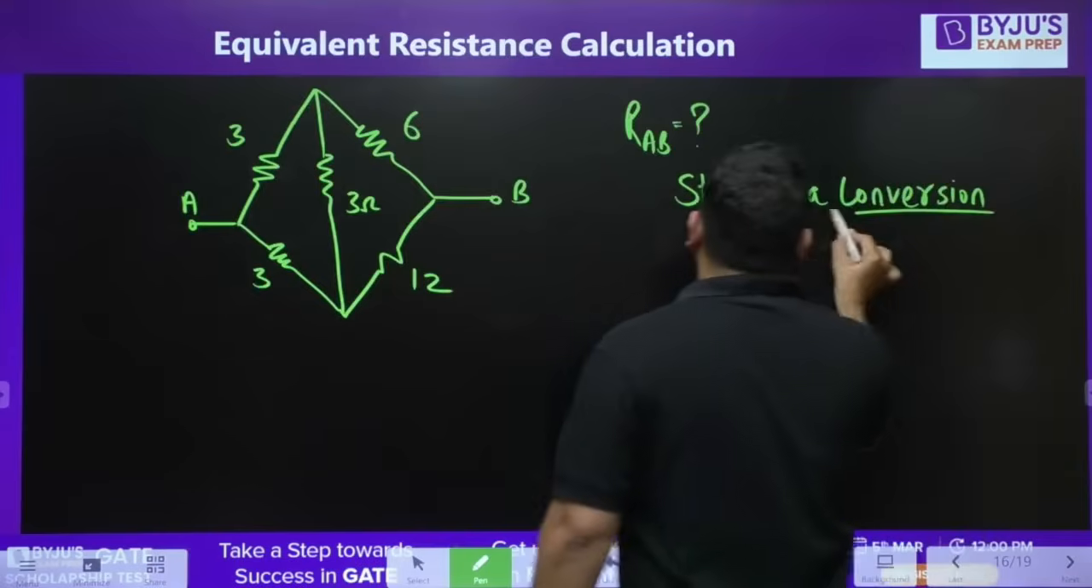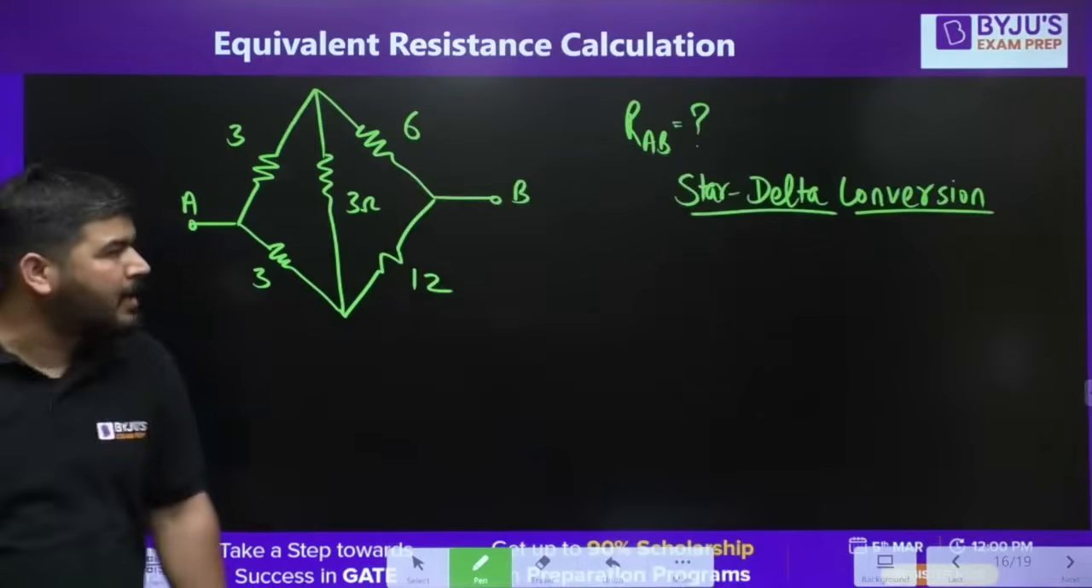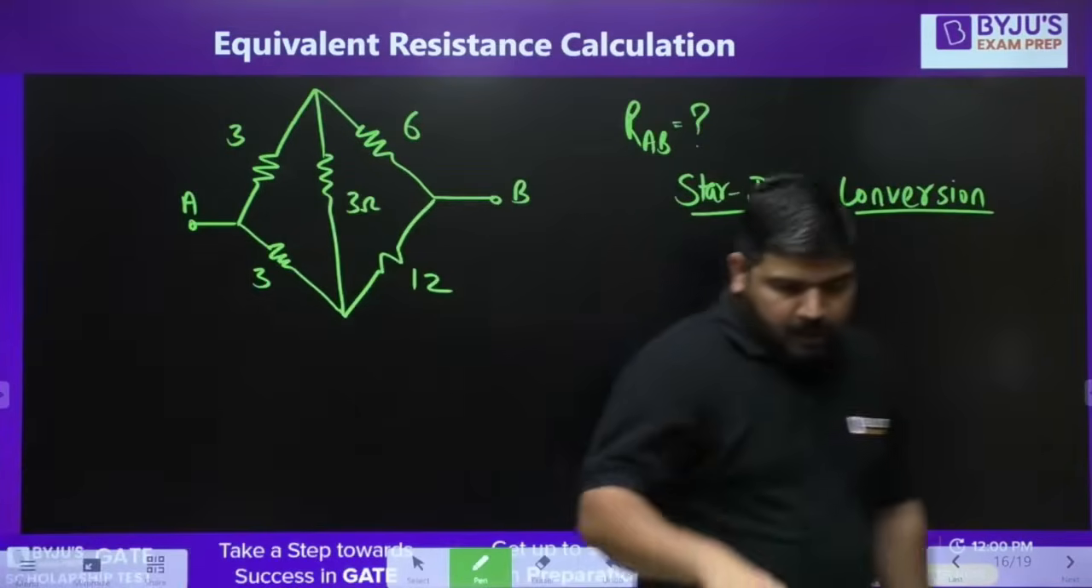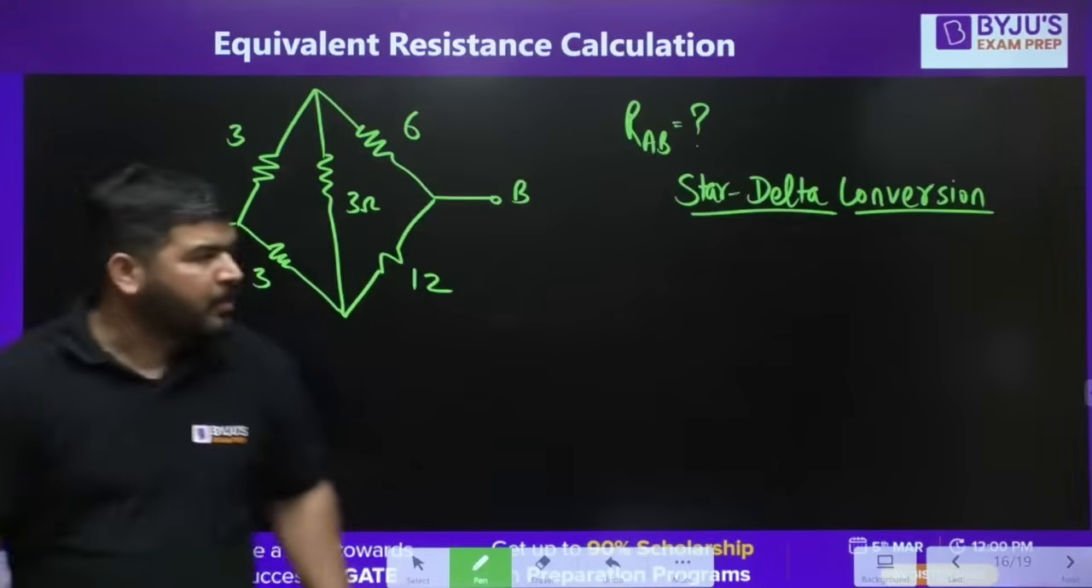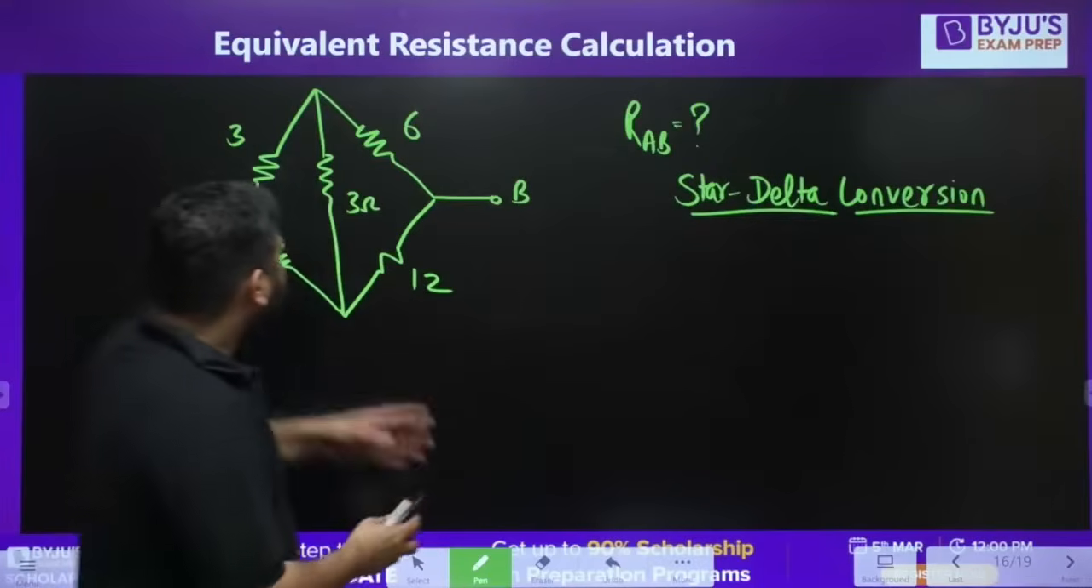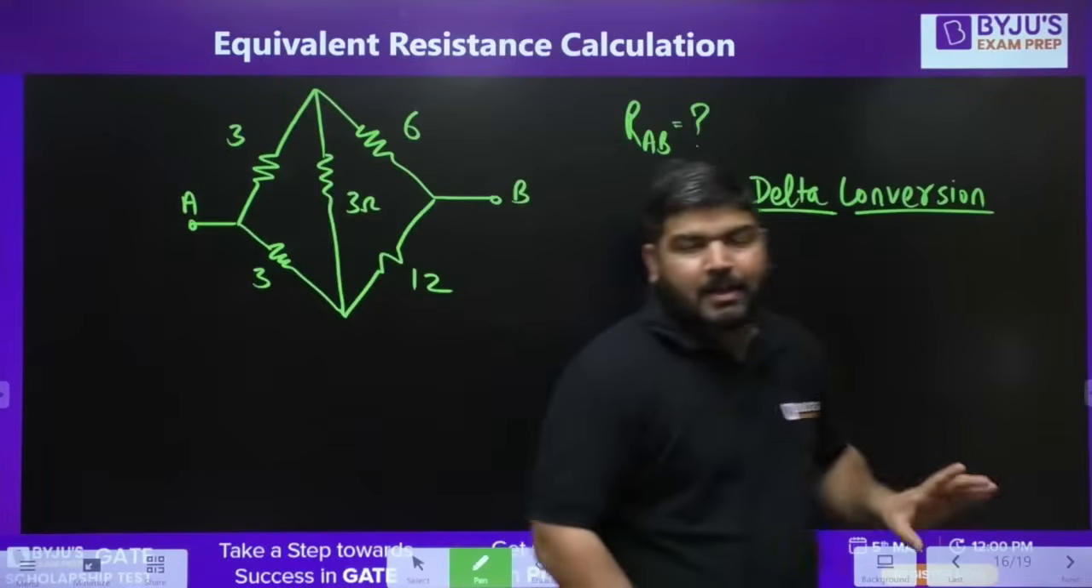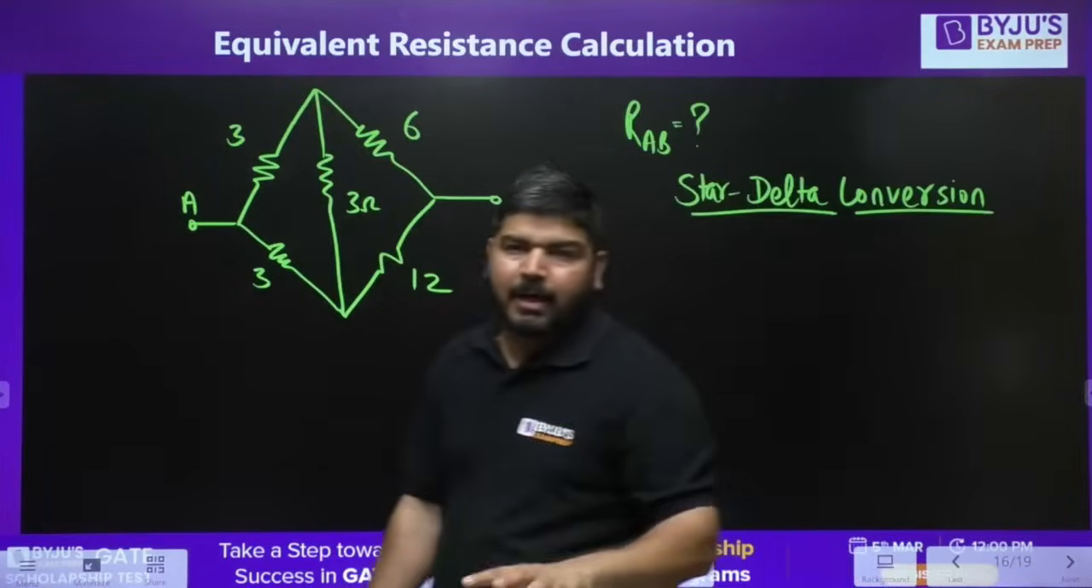Before leaving the class, I'm giving you one homework. You have to solve it. This question can be solved using the star delta conversion, which I'll discuss in the next class.